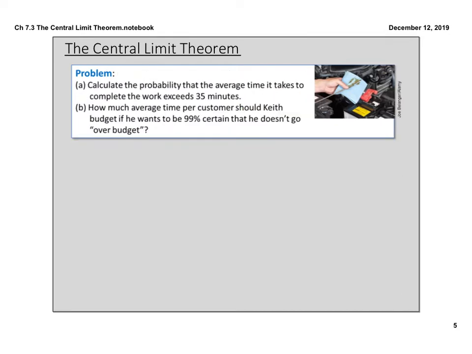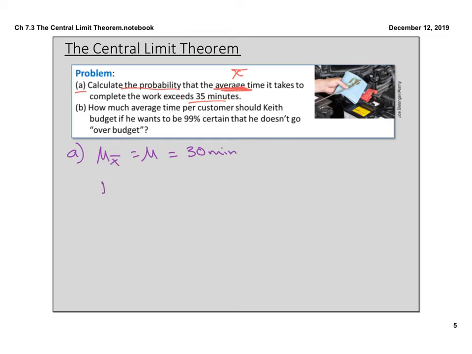So here's how we're going to tackle this. First of all, we need to calculate the probability. We need to see what's the probability that a sample of 40 customers has a mean that's greater than 35 minutes. Okay, that's what's happening in part A. Calculate the probability that the average time, that tells you you're looking at sampling means, it takes to complete the work exceeds 35 minutes. Okay, so here's what we need to know. First of all, the mean of our sampling distribution is going to equal our population mean, because that's just by definition. So it's going to equal the population mean, which is 30 minutes.